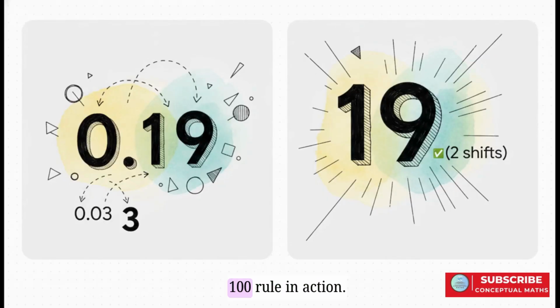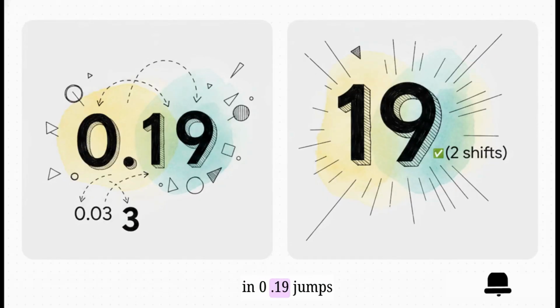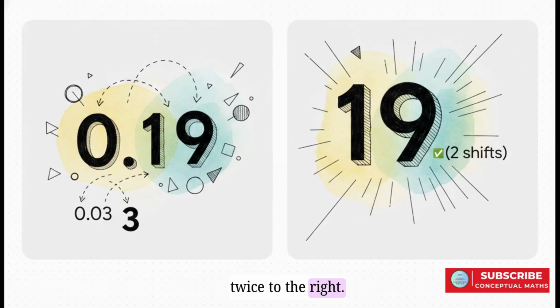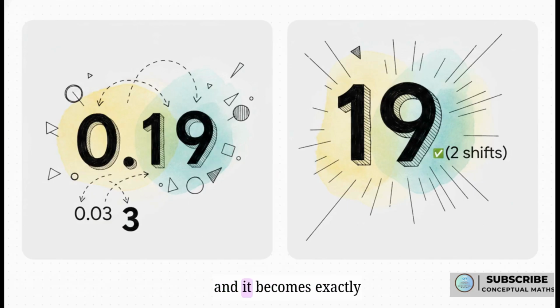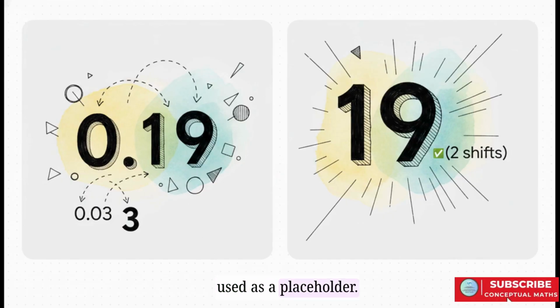Let's demonstrate this 100 rule in action. Because 100 has 2 zeros, the decimal in 0.19 jumps twice to the right. Hop, hop, and boom, it becomes the whole number 19. But wait, what if you run out of digits? Say you've got 0.03 times 100. The decimal jumps over the 0, then over the 3, and it becomes exactly 3.